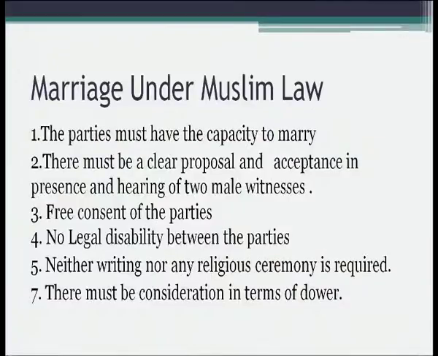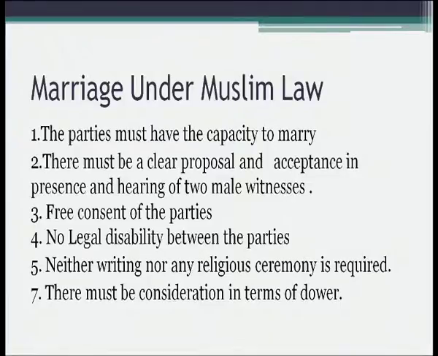There is one practice that even consent can also be given on behalf of the parties by their guardians, meaning thereby the father or a grandfather in certain circumstances. Now, the next important condition for a valid Hindu marriage is that there is no legal disability between the parties, meaning thereby the parties must not be in such a relationship that they cannot marry, meaning thereby they must not be in a relationship which is prohibited under Muslim law for marriage.